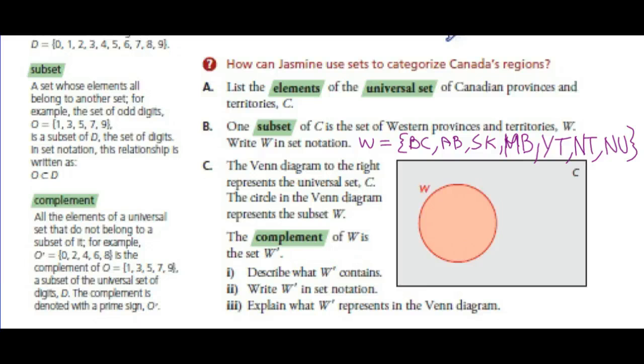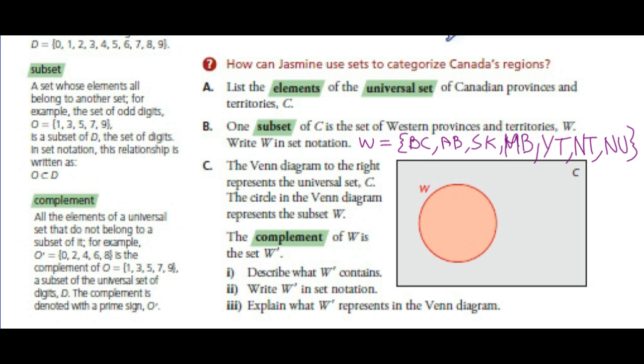For example, O prime. So the odd numbers are 1, 3, 5, 7, 9. All of the digits are 0, 1, 2, 3, 4, 5, 6, 7, 8, 9. So O prime is everything that's not in O, right? It's not the odd, so it's the evens: 0, 2, 4, 6, 8. So O prime is the complement of O. A subset of the universal set of digits D, the complement is denoted with a prime sign, which just looks like an apostrophe.